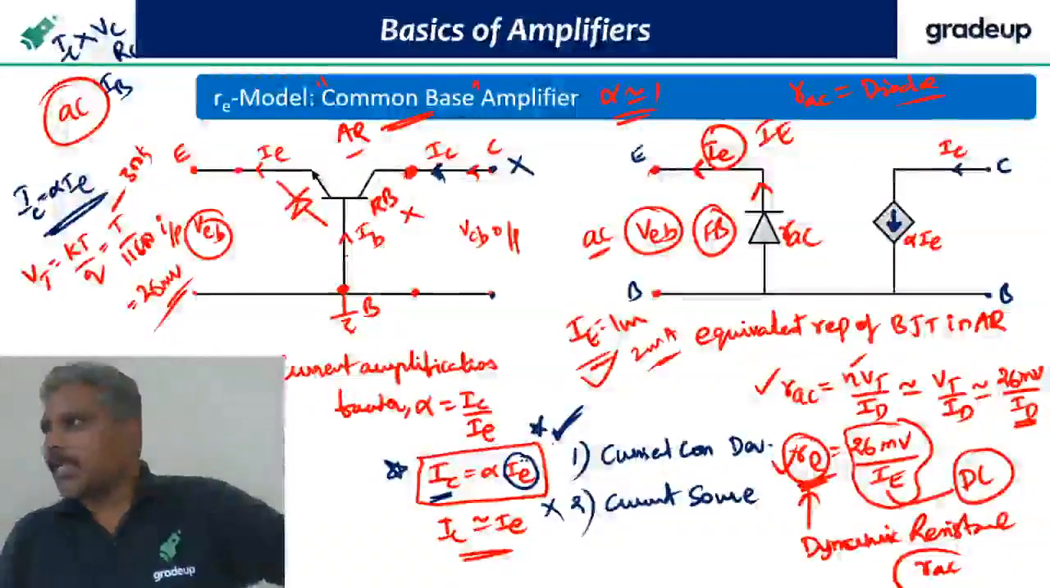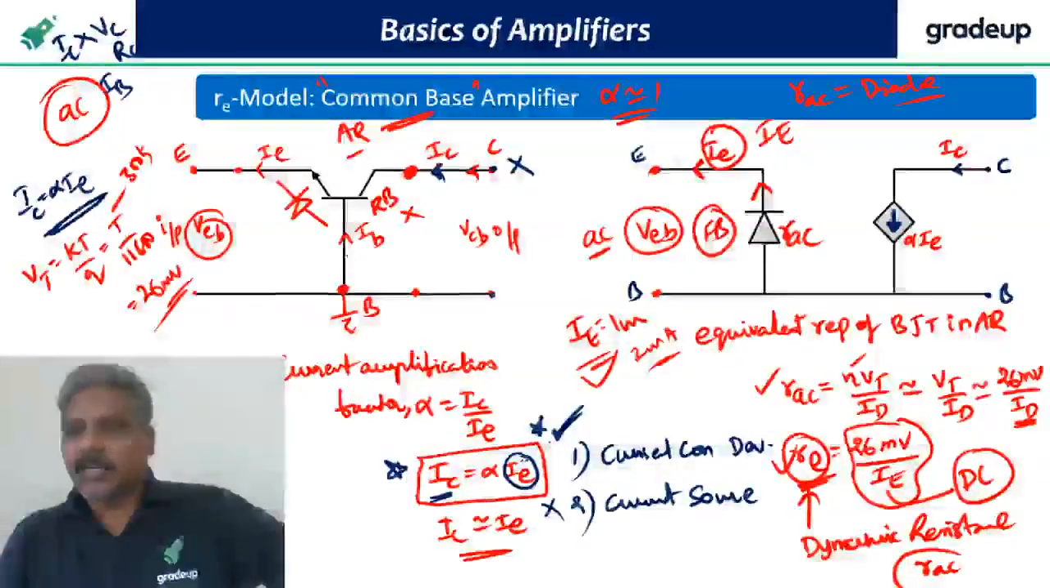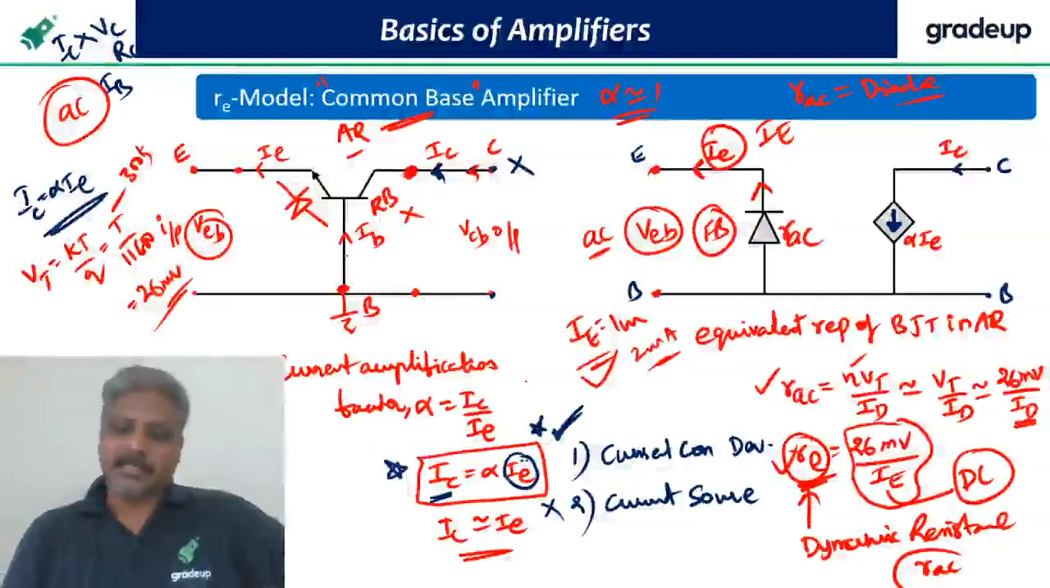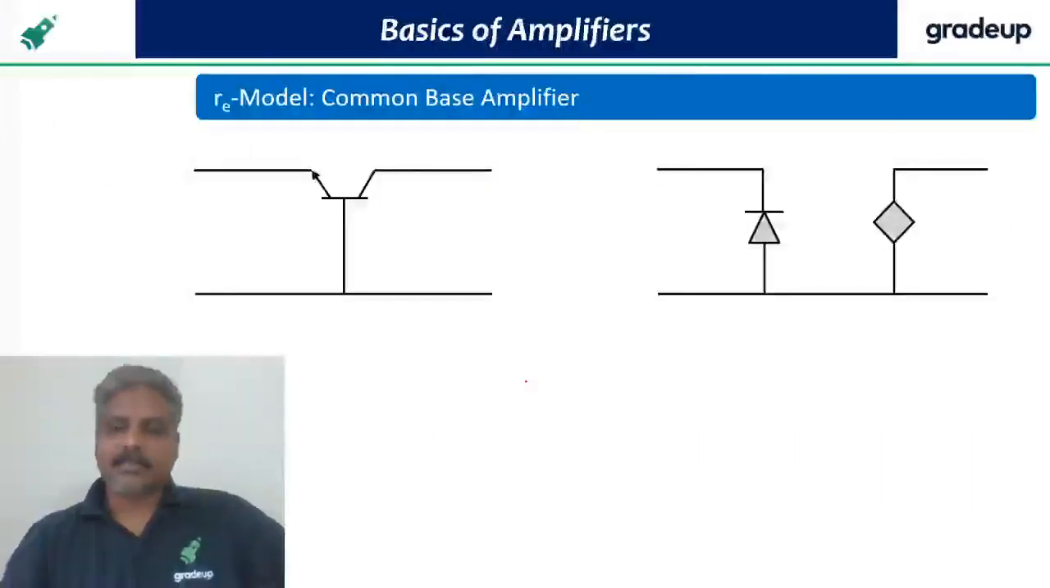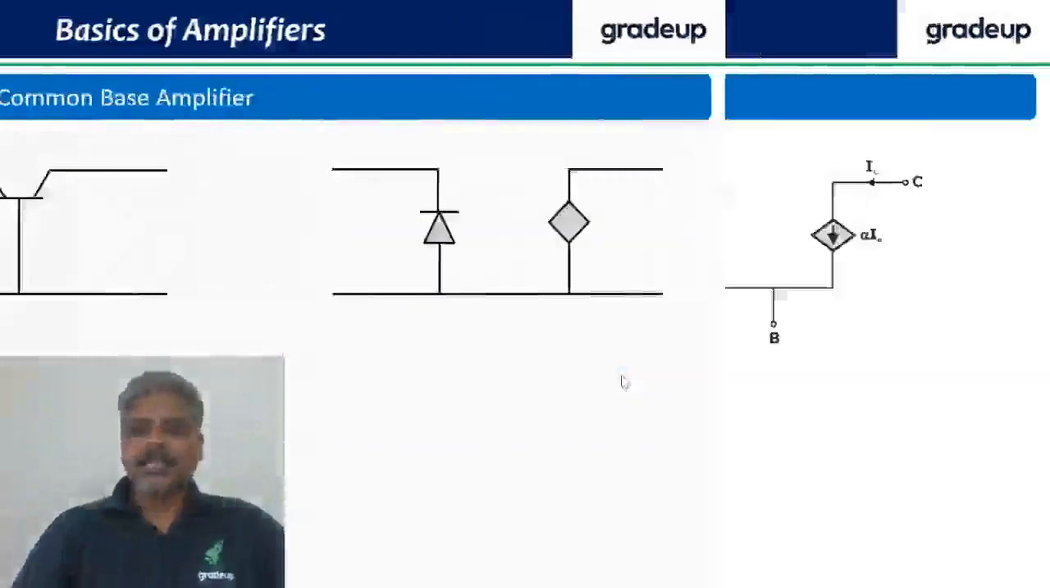Okay, sir, in the ID equation, IS is the saturation current, right? Yes. Clear? So this is the RE model.